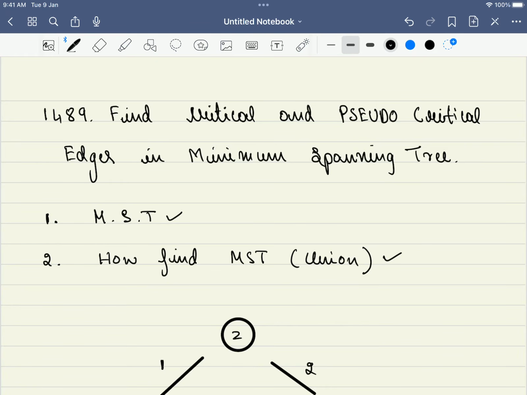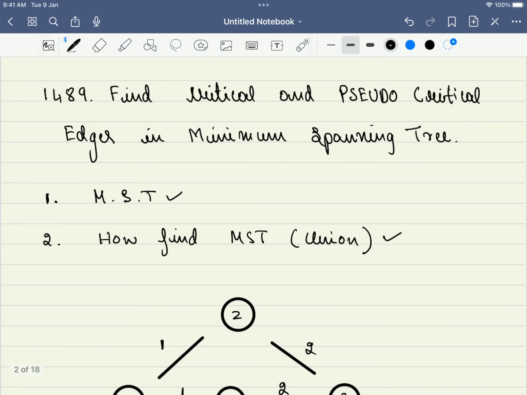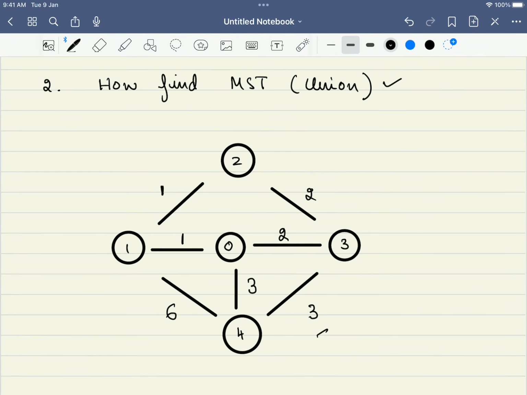Now let's dive into understanding these concepts. What is an MST and how do we find an MST before we dive into the actual solution of the problem? Now, this is the actual input of the problem. That is, there are edges. There are 7 edges. 1, 2, 3, 4, 5, 6, 7 edges.